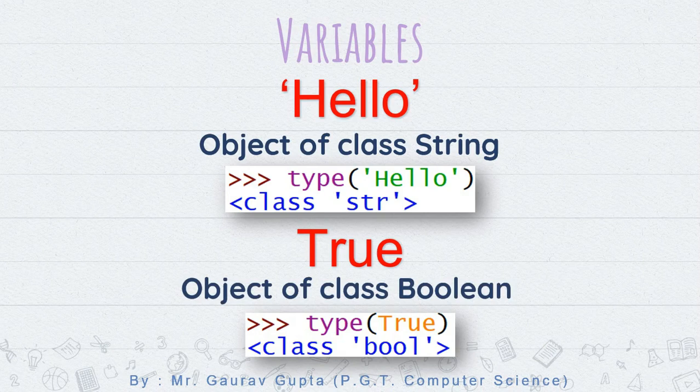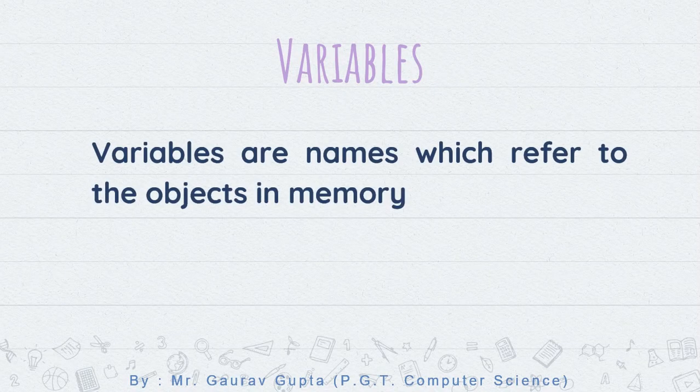And a variable is a name referring to these values. So formally, we will say variables are names which refer to the objects in memory.